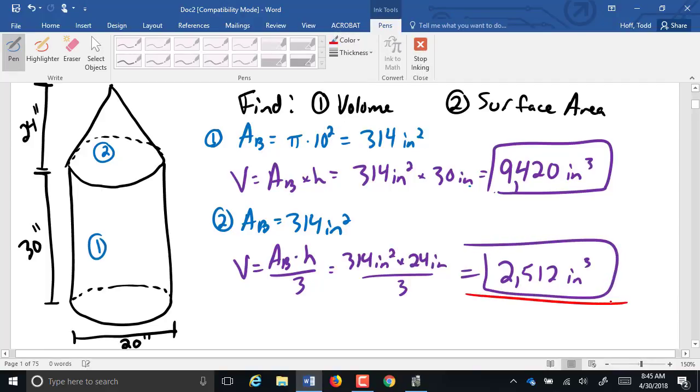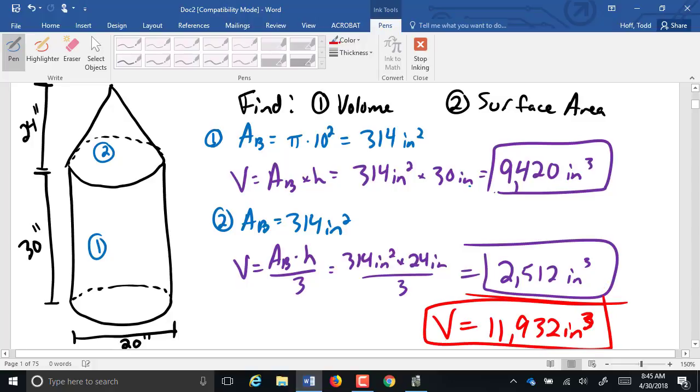We add those up to get 11,932 cubic inches is our volume. Any questions so far? Is that what you got? No? Did you see where you went wrong? Okay.